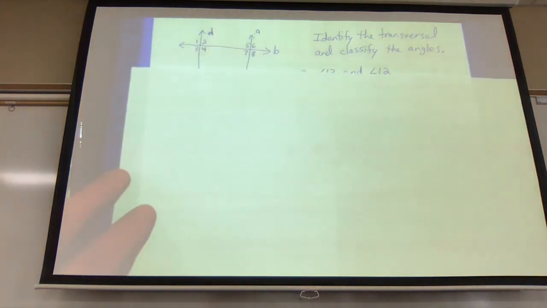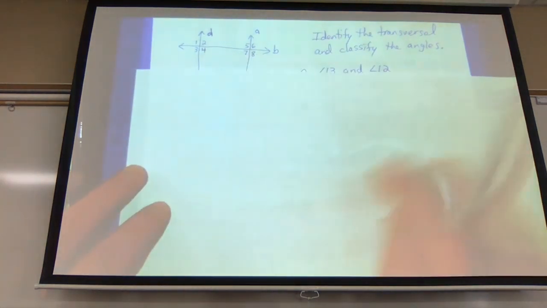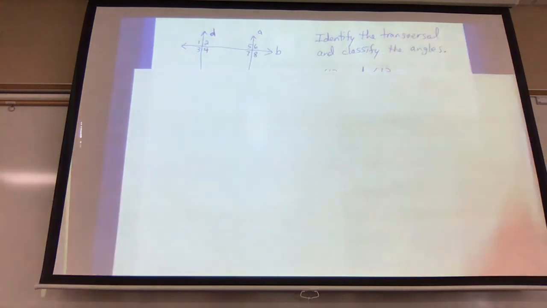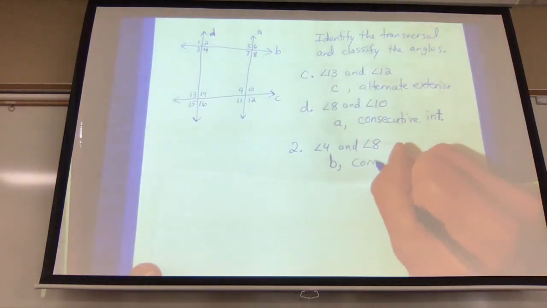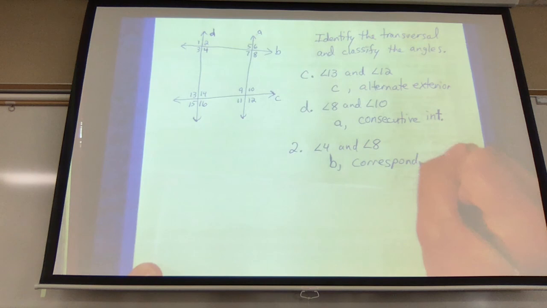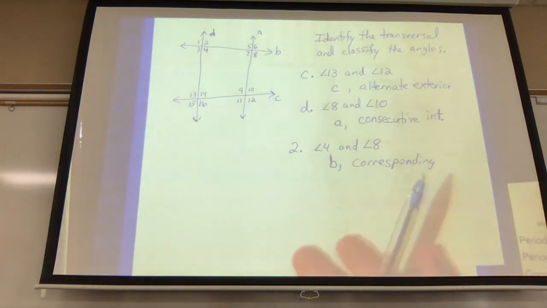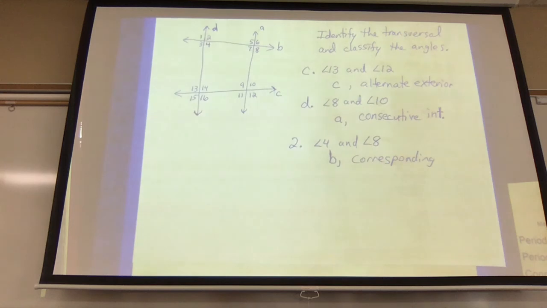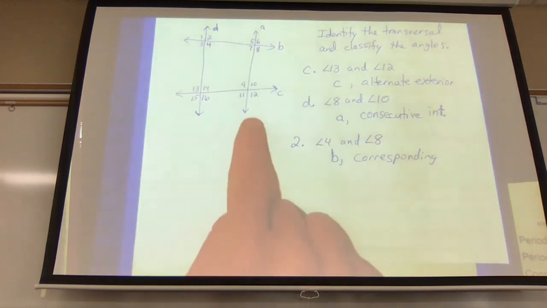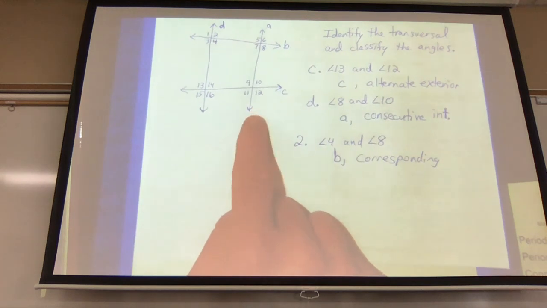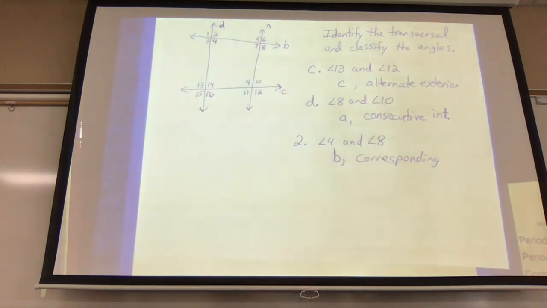And Megan, what do you think with the kind of angles they are? 4 and 8, what do you think? It is corresponding. Same spot on your transversal. They're both to the right of the lines being intersected and below your transversal. And there it is. All right, does anybody need to see another example like this? Okay, and that is it.